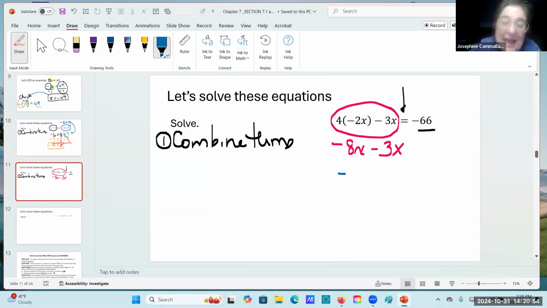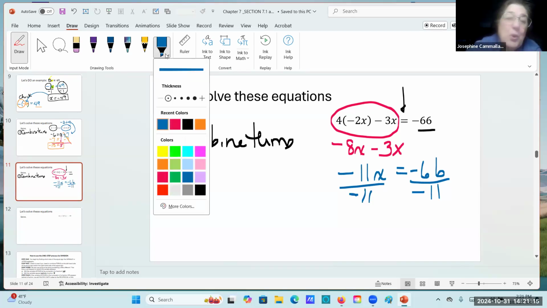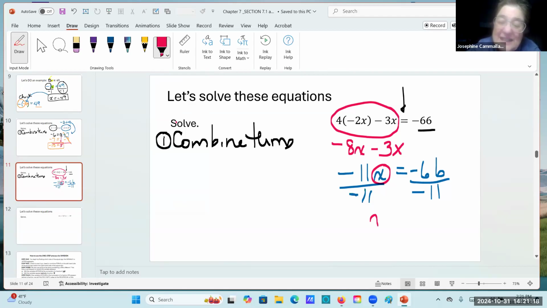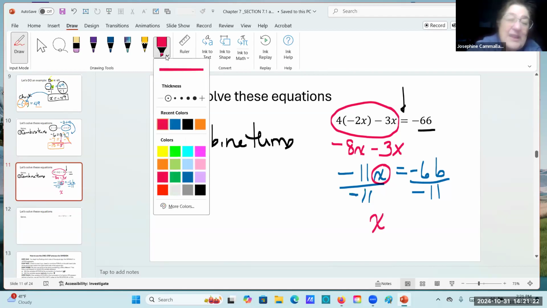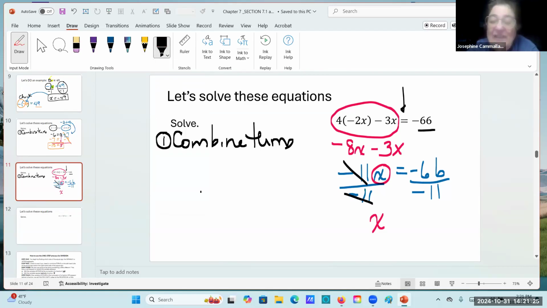When I combine them, I'm adding and I get a negative 11x is equal to a negative 66. I'm going to divide, and this will give me a negative 11, because remember, we want this x to come out to be positive. This is going to cancel. Negative 11 divided by negative 11 is a positive 1. I'm not writing positive 1. 1 is understood, but don't forget here, a negative divided by a negative gives me a positive number, which is 6.